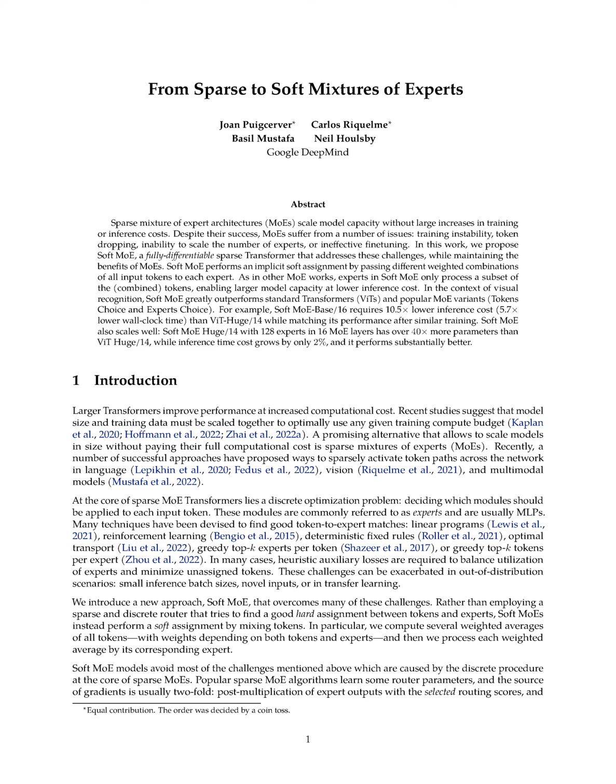Traditional sparse MOE algorithms learn some router parameters, and the source of gradients usually comes from two places: the multiplication of expert outputs with the selected routing scores, and auxiliary losses that enforce some desired behavior and also depend on the routing scores. It's been noted that these mechanisms often perform no better than random fixed routing. Soft MOE avoids this problem by updating every routing, or mixing, parameter based on every single input token.